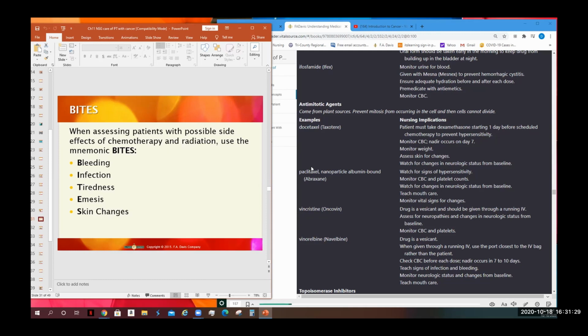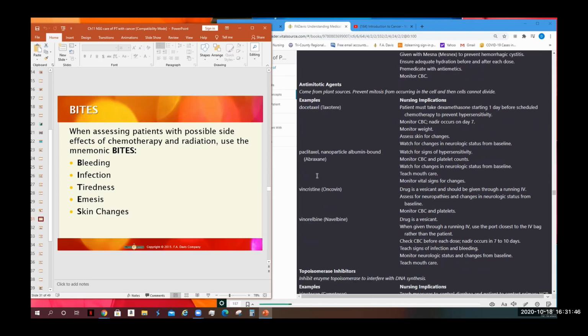The vincristine, which is also called Oncovin, the drug is a vesicant and should be given through a running IV. Assess for neuropathies and changes in neurologic status from baseline. Monitor CBC and platelets.